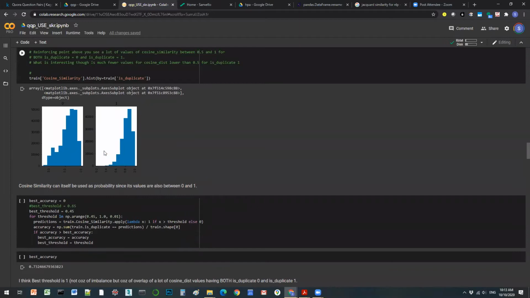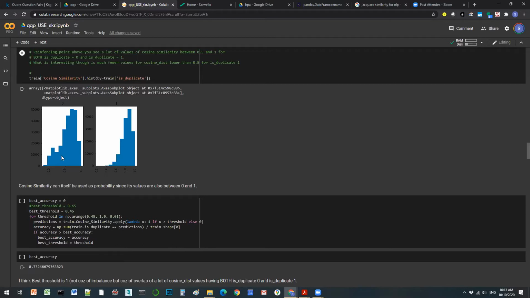But my observation, and I could be wrong, that's why I'd like all of your inputs, is I think part of the problem in using cosine distance to distinguish between is duplicate and not is the heavy overlap you see between a 0 is duplicate and a 1 is duplicate values when the cosine distance is between 0.5 and 1. You can see how much of the data is duplicate 0 even when cosine distance is between 0.5 and 1. And you can see the same thing.